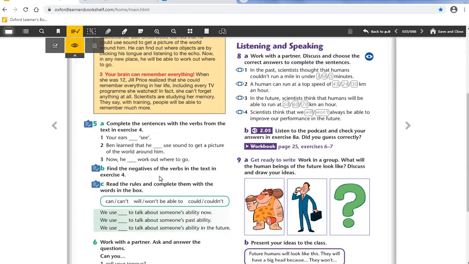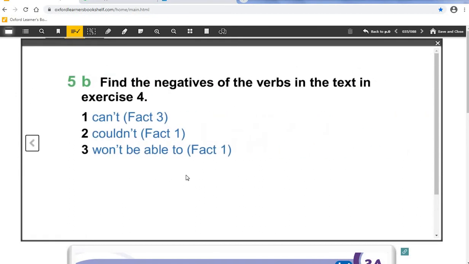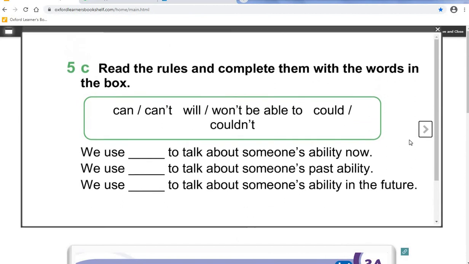Okay, now exercise B. Find the negatives of the verbs in the text in exercise 4. 1: can't, fact 3. 2: couldn't, fact 1. Won't be able to, this is fact 1. And we continued with part C. We will complete the blanks.